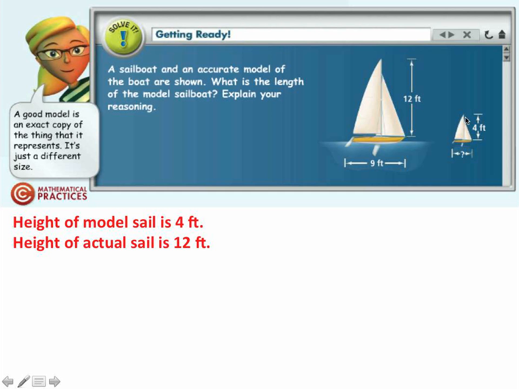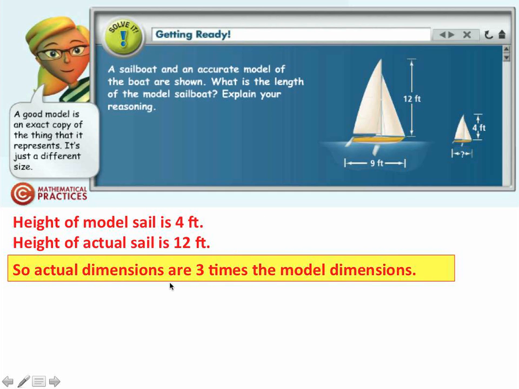So this is the model. The height of its sail is 4 feet. The height of the actual sail is 12 feet. Okay, so the actual dimensions are 3 times the model dimension. 3 times 4 gives me 12. So the actual thing is 3 times as big as the model.